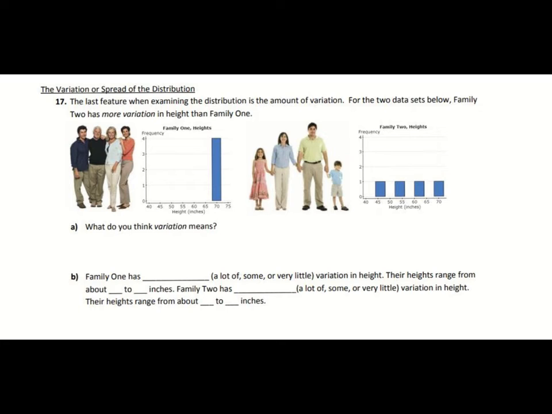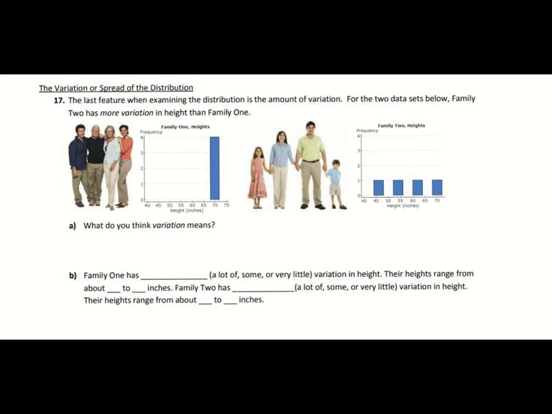The last feature when examining the distribution is the amount of variation. So variation is just our fancy word for spread, like how far your data is spread out. For the 2 data sets below, family 2 has more variation in the height than family 1. So family 1, all their heights are about the same. So everybody has about the same height. So there's 1, 2, 3, 4 people that have the same height. Whereas here, everybody has a different height. So they're all going to have a different height. So they're spread out further instead of just having one person.